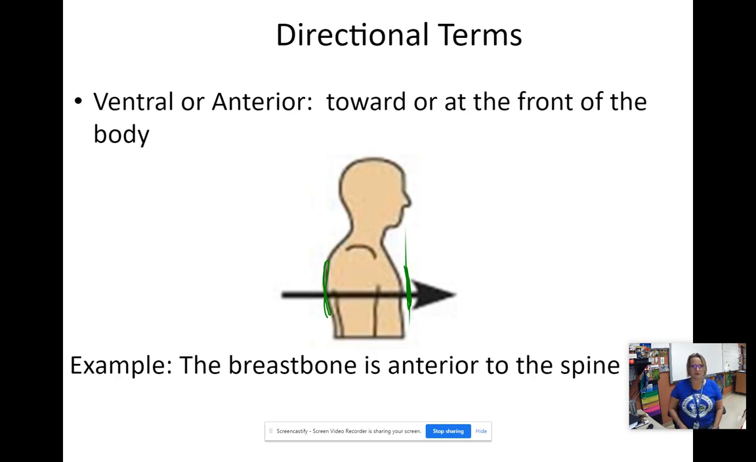Then we have directional terms that are describing the front and the back of the body. So ventral typically means a four-legged creature would be the description. So if you are a dog, your belly is ventral. For humans and things that are upright, we call that anterior. So anterior is towards the front. So anterior versus ventral, they both describe this area, but for a four-legged creature, the proper term would be ventral, and for a person on two legs, it would be anterior.